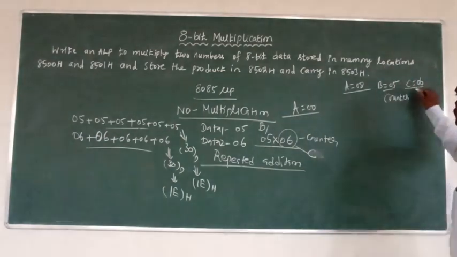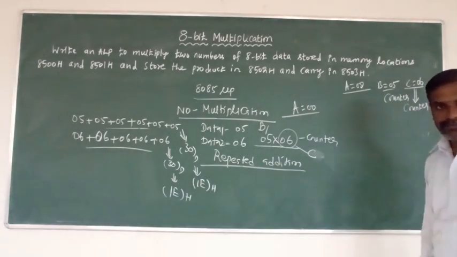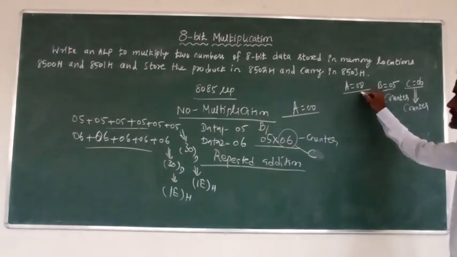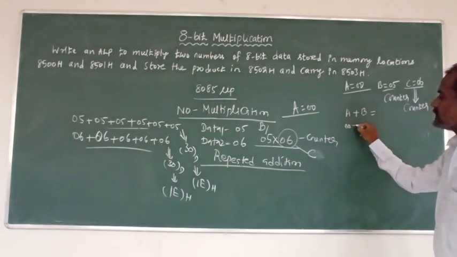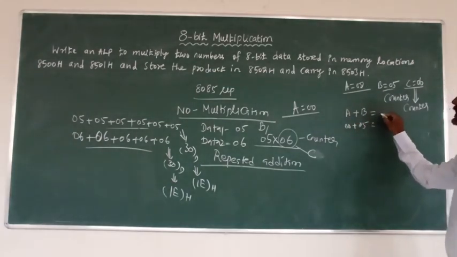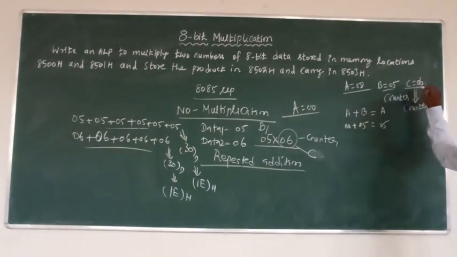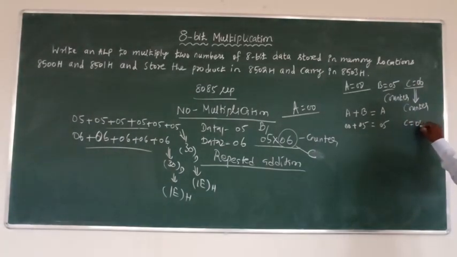First, here the 06 data in the C register is fixed as a counter. A register is 0 and B register is 05. Now add A register data with B register. This is 00 and this is 05. Now the result in the accumulator is 05. And decrement the C register by one. Now C equals 05. Why? Because we have to add till C register data becomes 0.